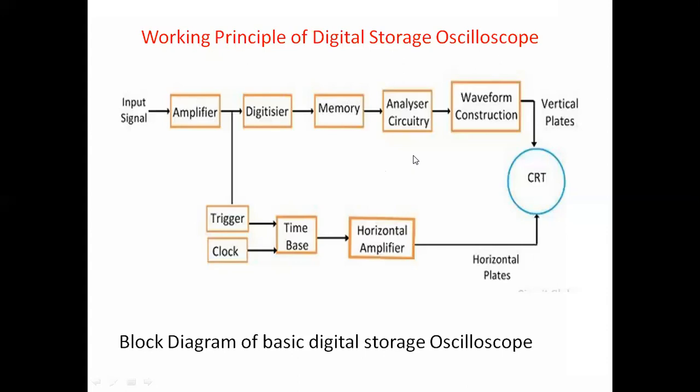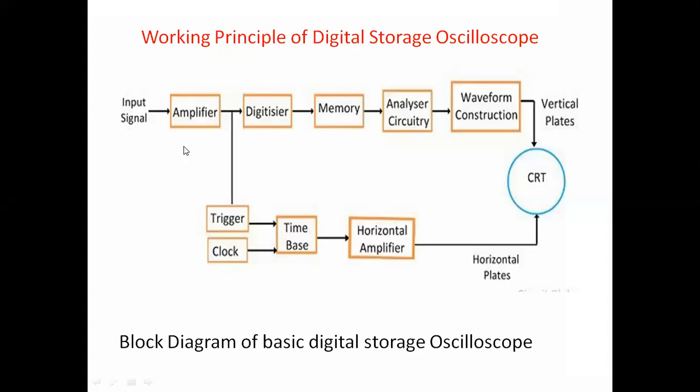This figure shows the block diagram of a basic digital storage oscilloscope. It is shown here for a single input, but we can also use multiple inputs, or multiple traces. At a time we can apply 4 input signals, and those input signals are stored in the memory, and we can read them out at any time.